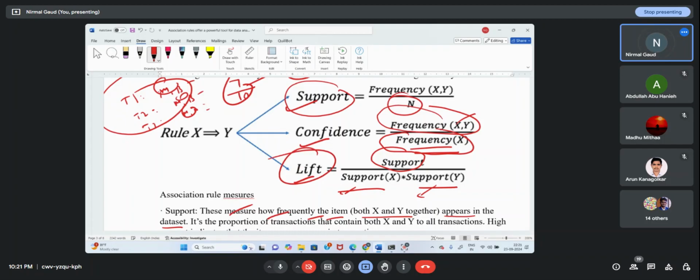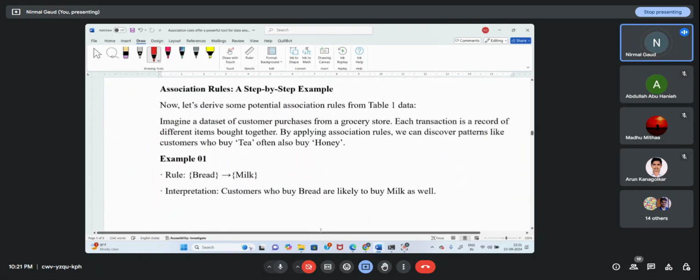That is called a lift. So support, confidence, and lift. This is the way you can evaluate your association. Okay, fine.